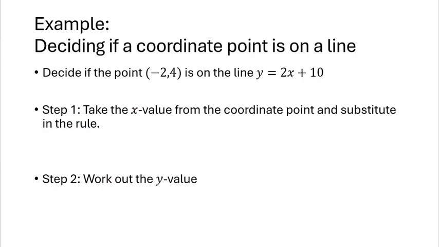Let's just go through an example here. Deciding if a coordinate point is on a line. The question will say something like, decide if the point whatever is on the line y equals something. In my example here, I have the coordinate point -2, 4, and it's on the line y equals 2x plus 10. Now, how are we going to do this? Fairly simple. You're going to take the x value from the coordinate point and substitute it in the rule. My x value is this -2 right here. So x equals -2. I'm now going to just substitute it.